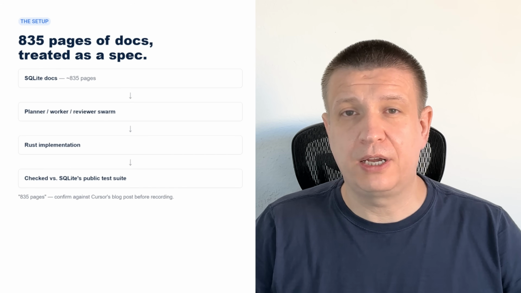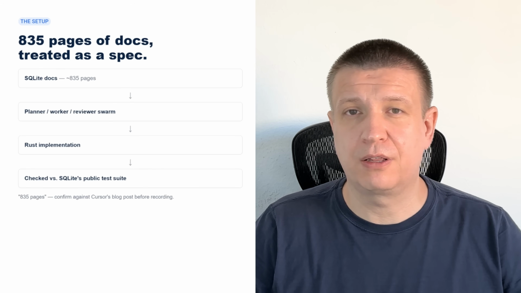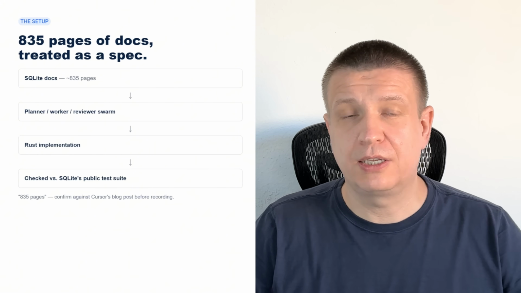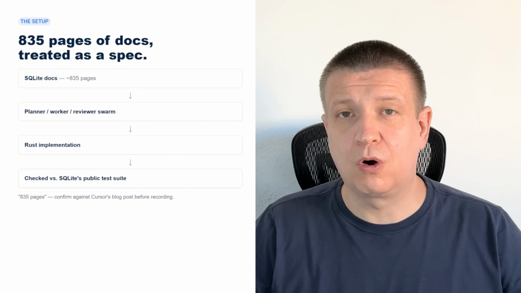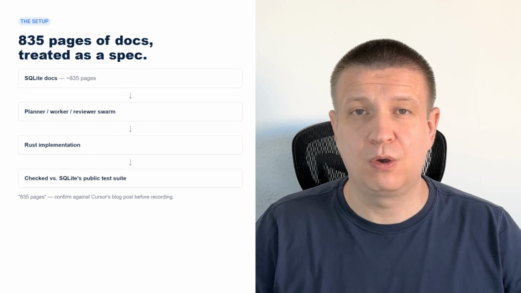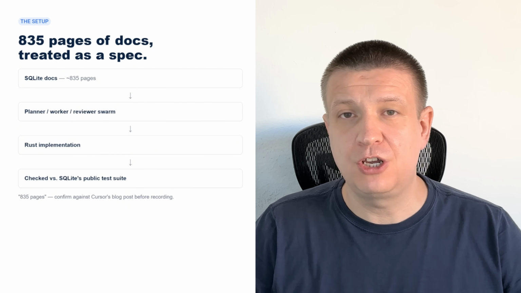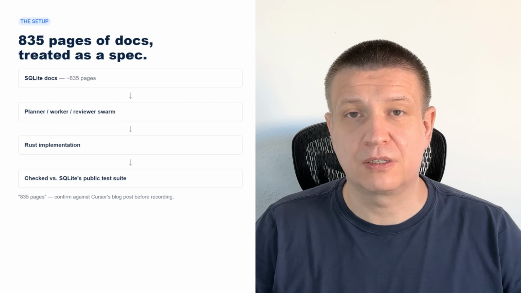They took SQLite documentation, around 835 pages if you flatten it into one document, and treated it as a spec. Then they had a swarm of planner, worker, and reviewer agents build an implementation from that spec and checked it against SQLite's public query test suite to see if it behaved correctly.